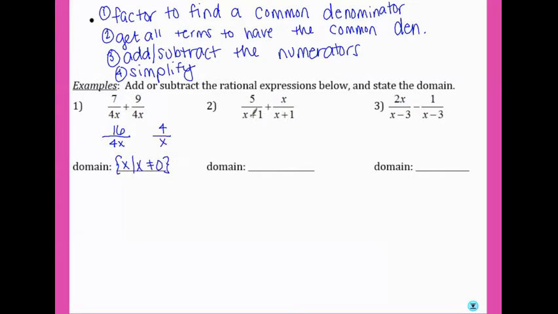In number 2, our common denominator is x plus 1. So for our domain, we know that x cannot equal -1. When we add our numerators together, 5 plus x is just x plus 5, and our denominator stays x plus 1.